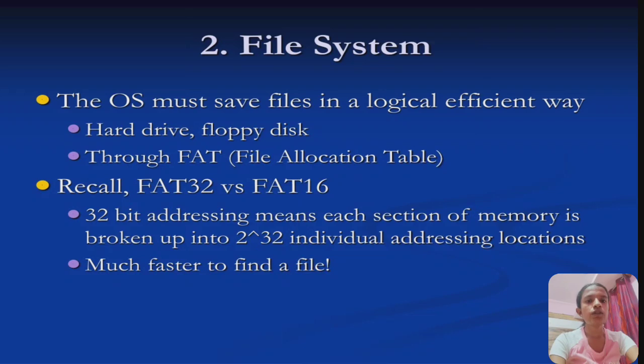File system. The OS must save files in a logical, efficient way. Hard drive, floppy disk through FAT, that is file allocation table. Recall FAT32 versus FAT16. 32-bit addressing means each section of memory is broken up into 2 raised to 32 individual addressing locations. Much faster to find a file.